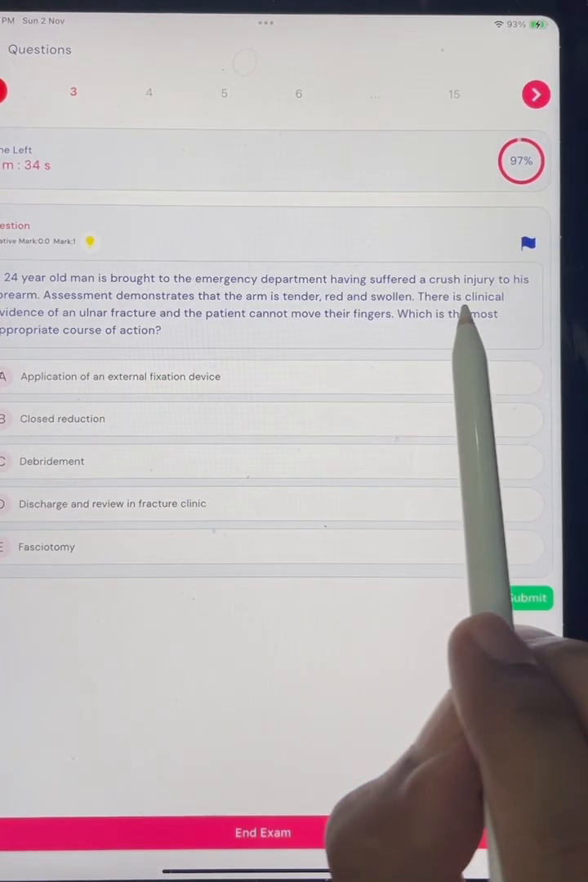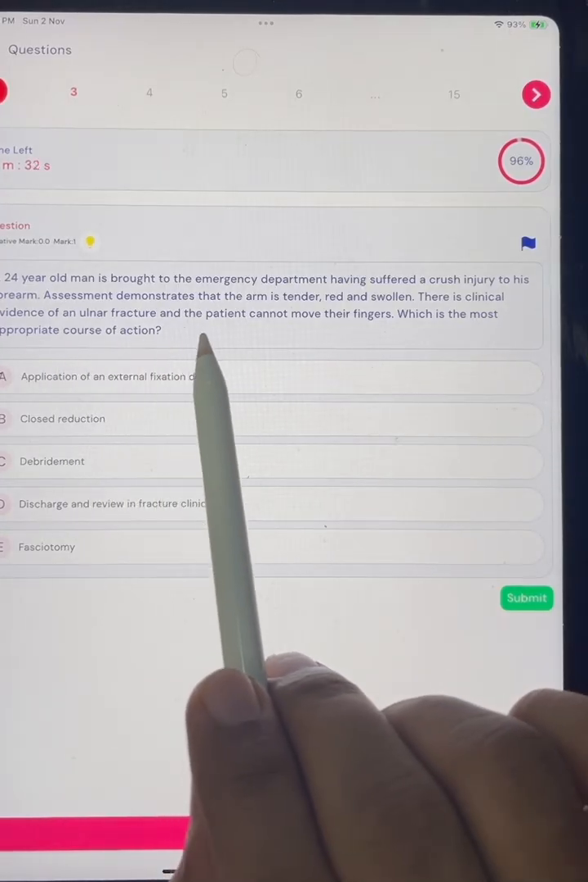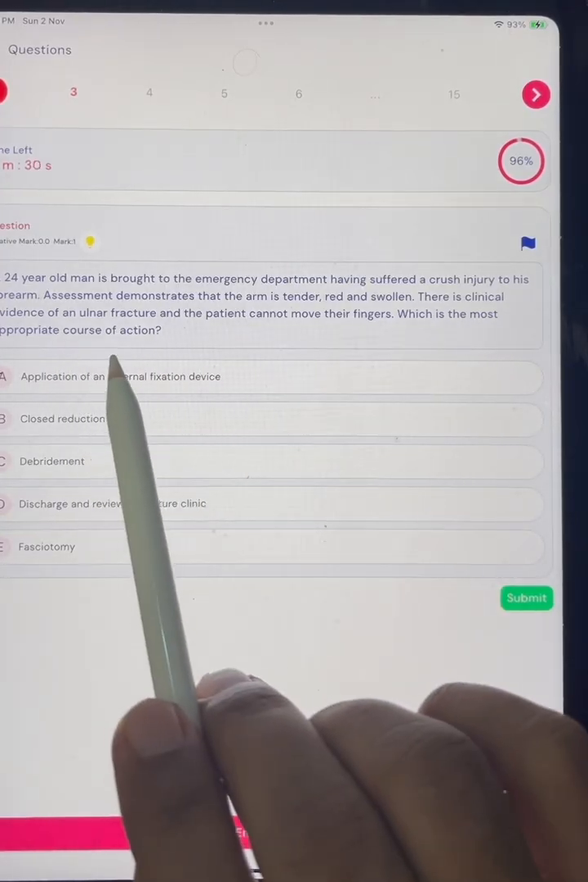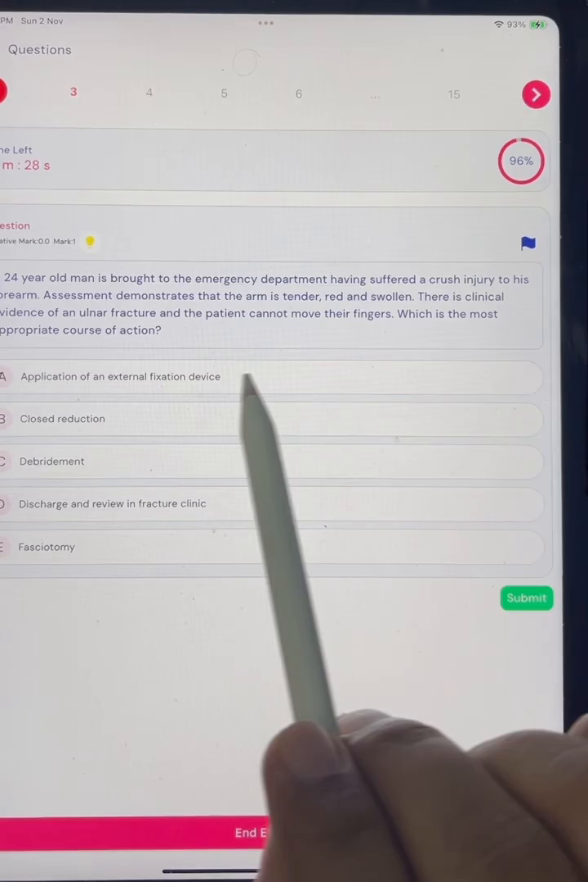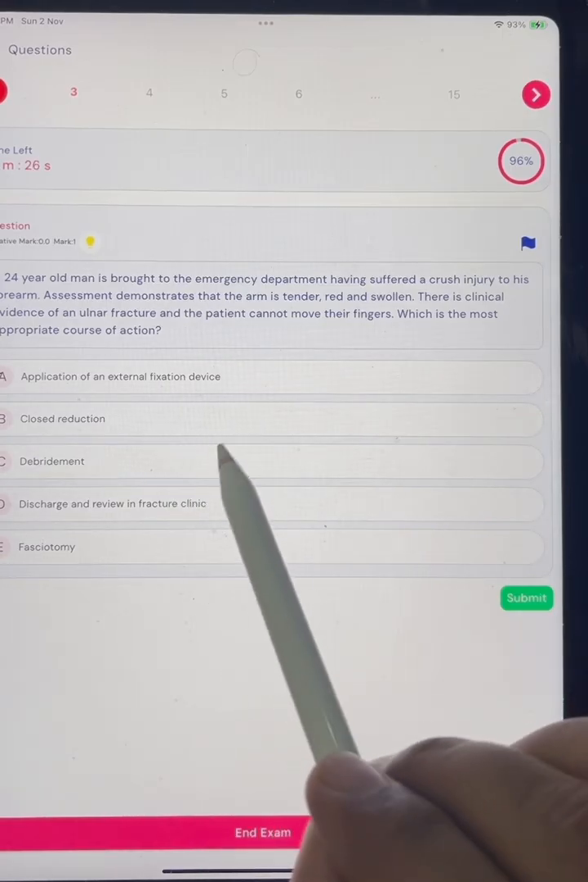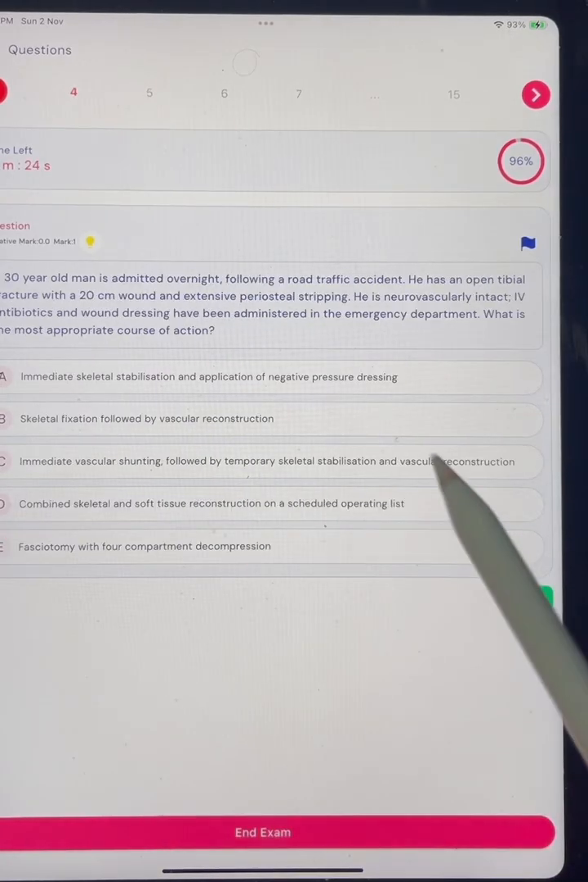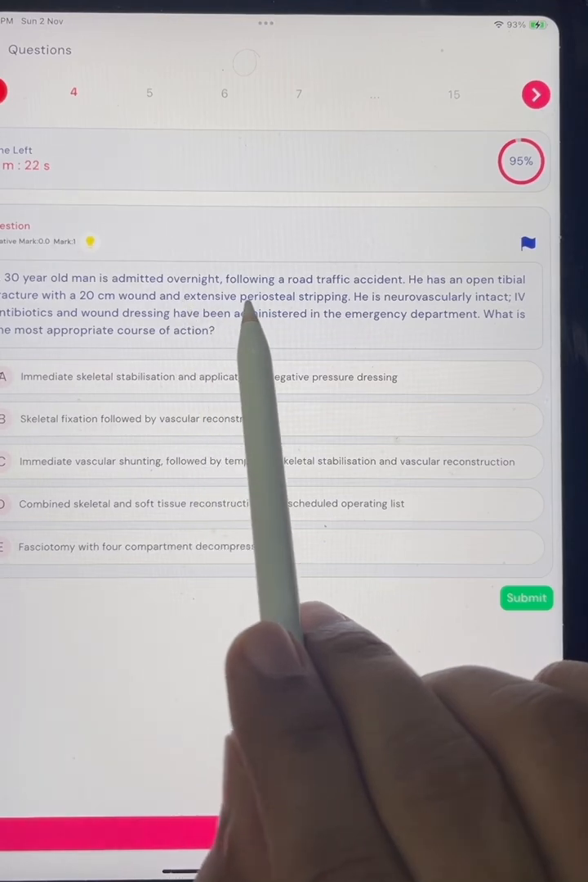A 24-year-old brought to the emergency department having suffered a crush injury to the forearm. Assessment demonstrates the arm is tender, swollen, with clear evidence of ulnar fracture. The patient can move the fingers. What is the most appropriate course of action? It is fasciotomy.